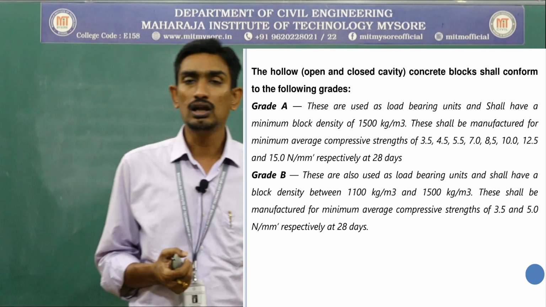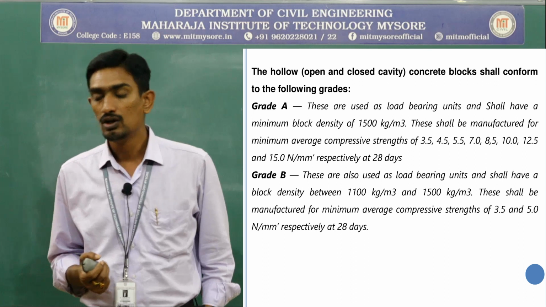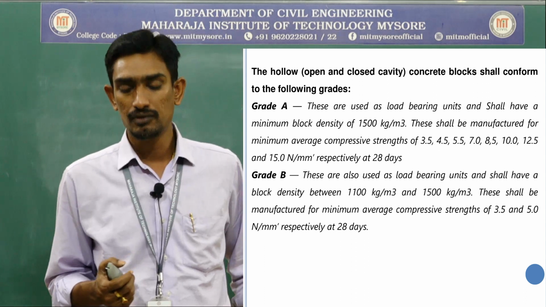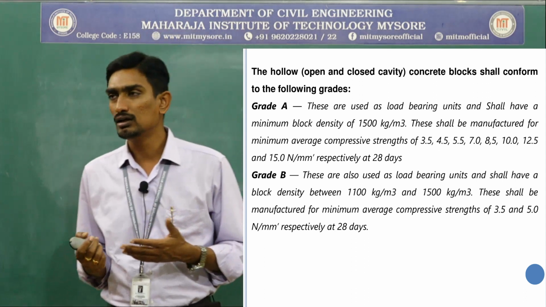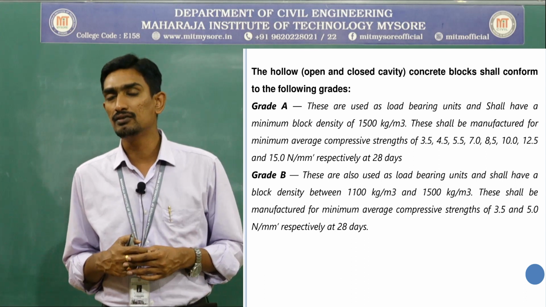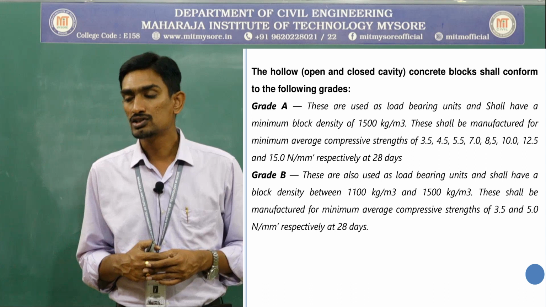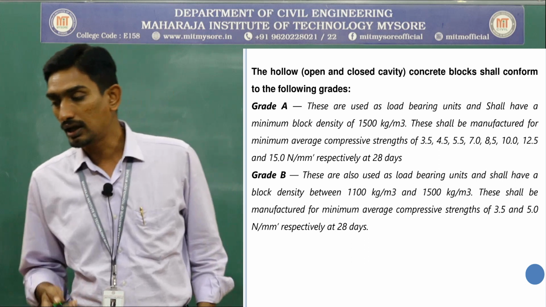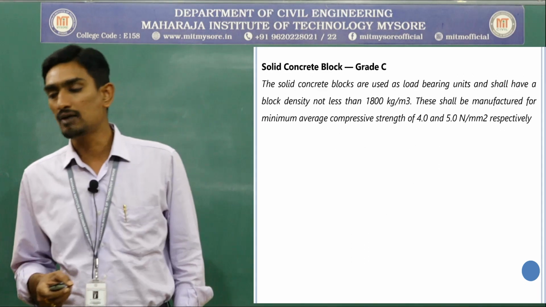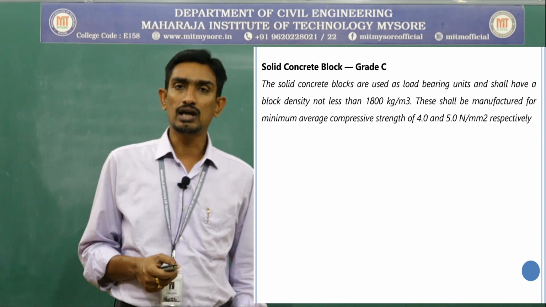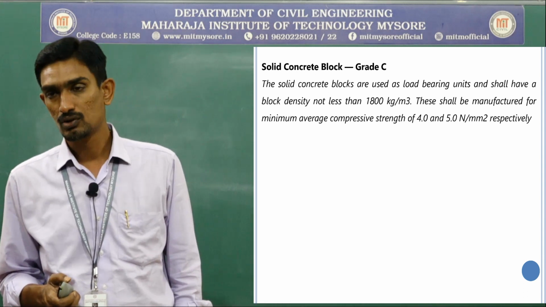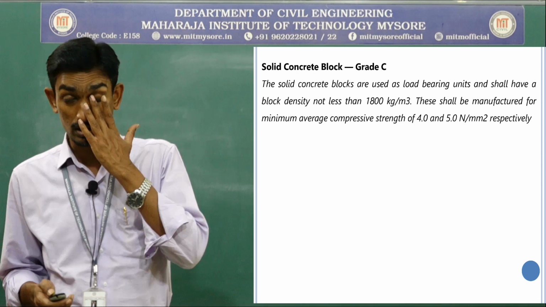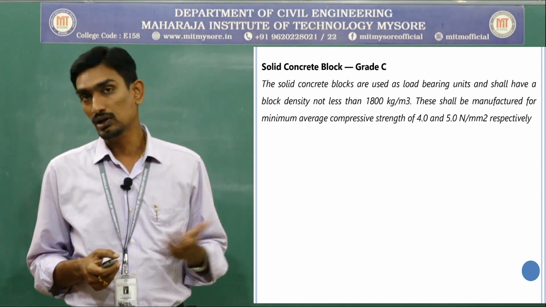Is it clear? So till 28 days I am going to cure the concrete block. After curing for 28 days, the concrete block will be tested for strength. The strength attained in this grade B is 3.5 and 5 MPa. Here also the minimum strength is 3.5 MPa, that is Newton per millimeter square. Next, likewise the grade C. The grade C will have a density not less than 1800 kg per meter cube, and the compressive strength is 4 and 5 MPa. You can see that.